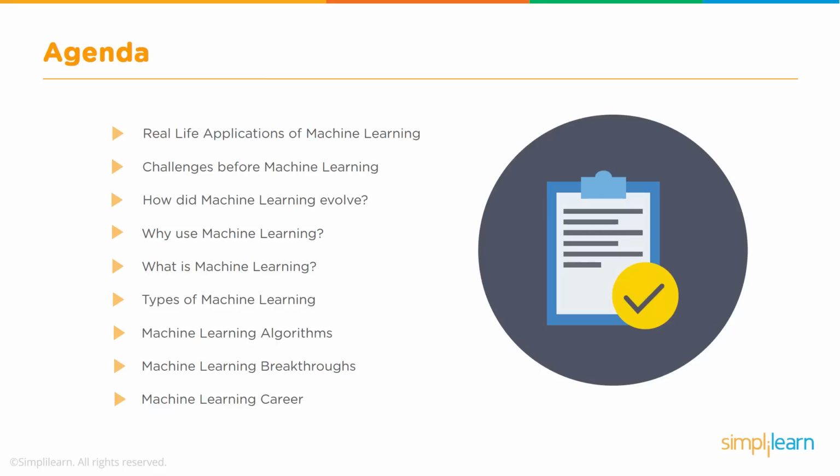So in this session, I'll be taking you through some of the important concepts of machine learning. First, we'll talk about some of the real-life applications where machine learning is applied, some of the challenges people faced before machine learning came about, how things changed for machine learning over time, why you should be interested in using machine learning, what exactly is machine learning, some of the types of machine learning, some algorithms of machine learning with some simple examples, some of the breakthroughs that machine learning brought about, and what a career in machine learning entails.